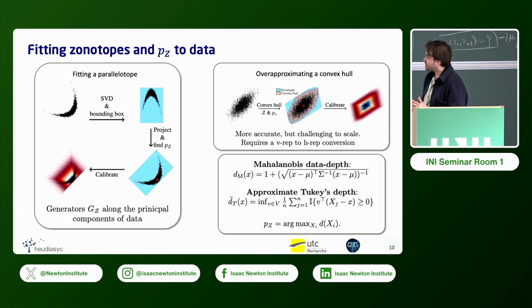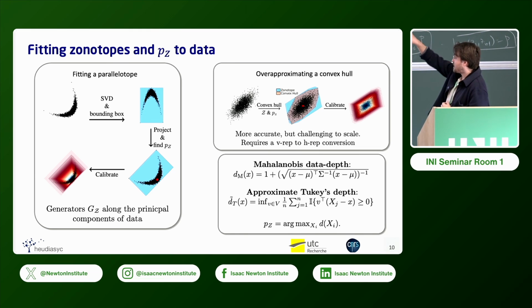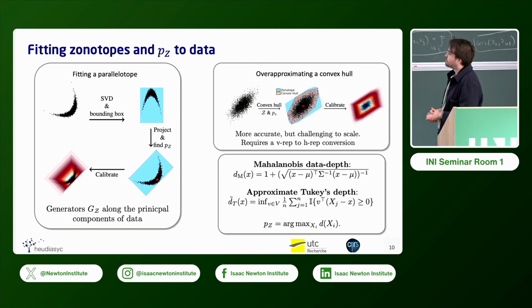If anyone is aware of a better way to do this, I'd very much like to speak to you. But essentially, I have two methods, quite simple. One is you take the data, you perform an SVD, this axis aligns the data, and then you can take a simple bounding box, project it back, you get a zonotope, and then you can calibrate. This is what's nice about the method on the left: it can scale to many dimensions.